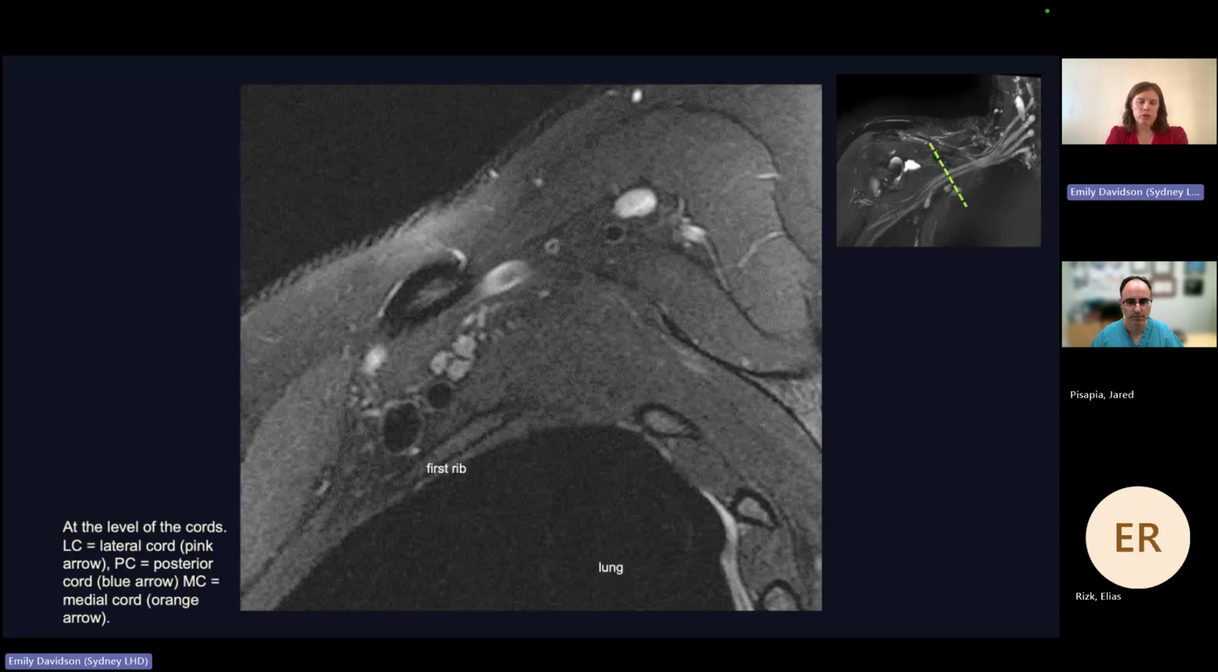Here is a more classic appearance of the chords, this triangular configuration above the axillary artery. The easiest thing is to identify the one at the top, and that's the posterior chord. And then we can work out which is the medial, which is closer towards the chest, and the lateral chord is closer towards the arm.